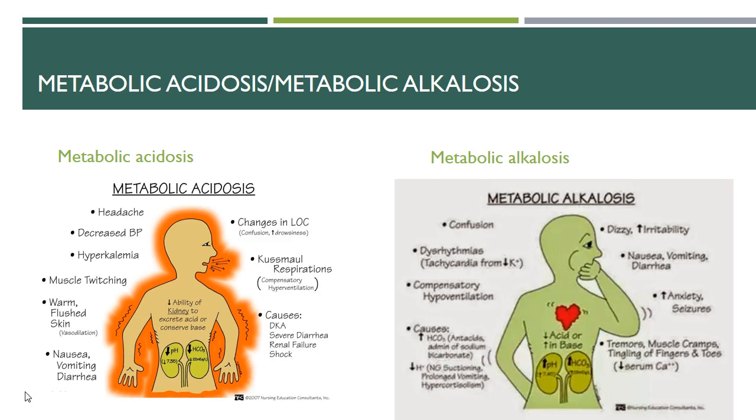So, how do we treat it? Well, we treat the underlying cause. So if the underlying cause was prolonged vomiting, we're going to need to replace acid so that will correct. If the cause was hypokalemia, then we need to replace potassium.